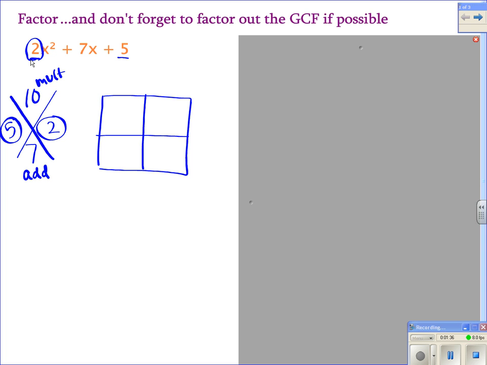Now, you found these two numbers. They always go in these two squares with whatever variable you have in the problem, whether it's a, b, x, y, whatever. Okay, so they always go in those two corners. Along the diagonal goes the original problem. So we've got 2x squared, 7x here, and 5 right here.